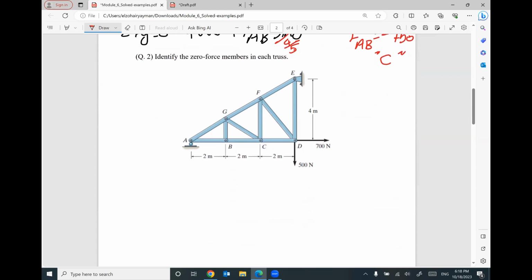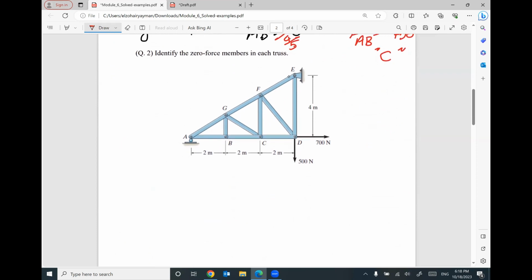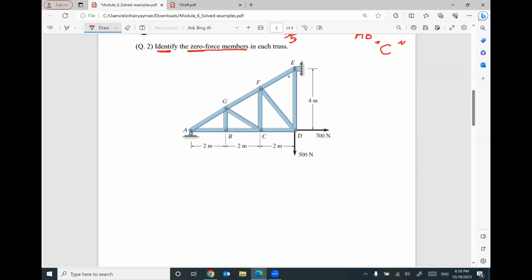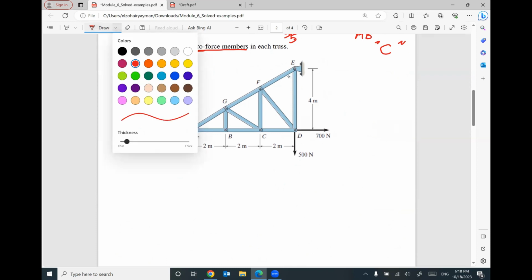The second type of problem, I'm giving you a truss, and I'm not asking to calculate reactions. I'm not asking to figure out the internal forces in some members, but I need you to identify all zero force members. I would like to remind you that zero force members can be figured out using two cases, if you remember.